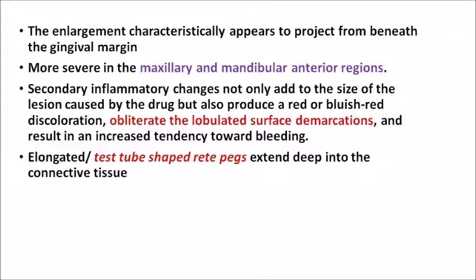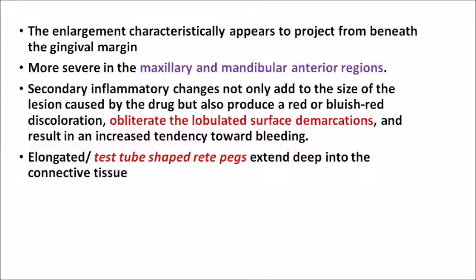It actually involves the marginal gingiva and the interdental papilla, but because the enlargement is very big, it appears as if it is from beneath the gingival margin, or it looks as if it involves the attached gingiva also. Now it is more severe in the maxillary and mandibular anterior regions. Note that point, DIGO most commonly involves the anterior region.